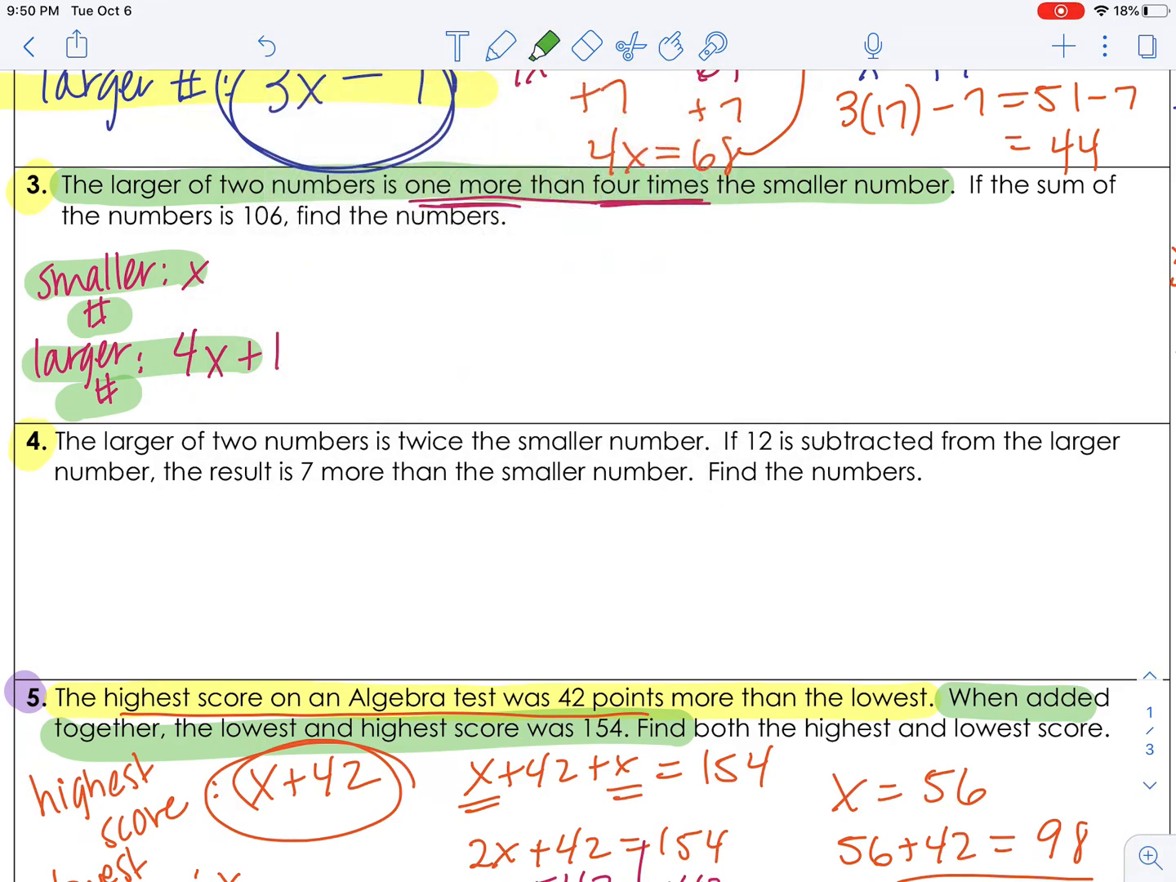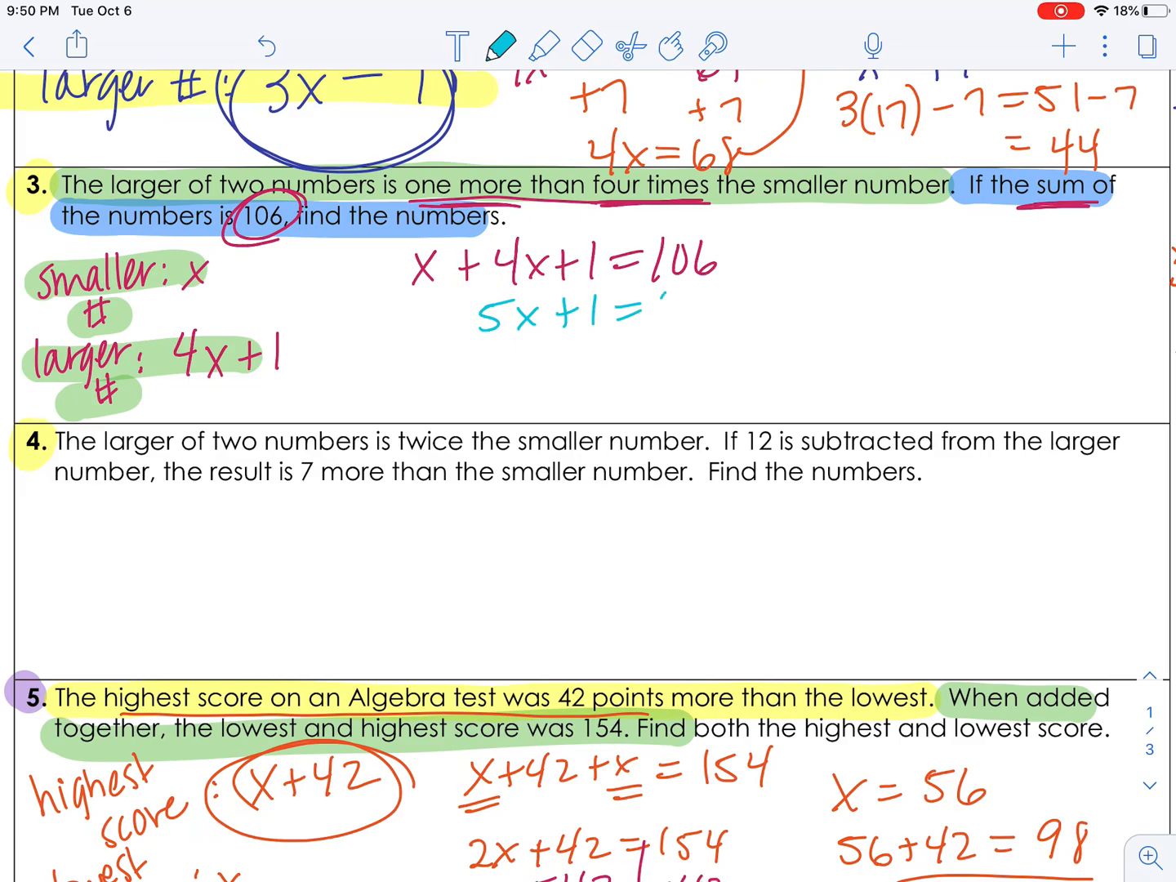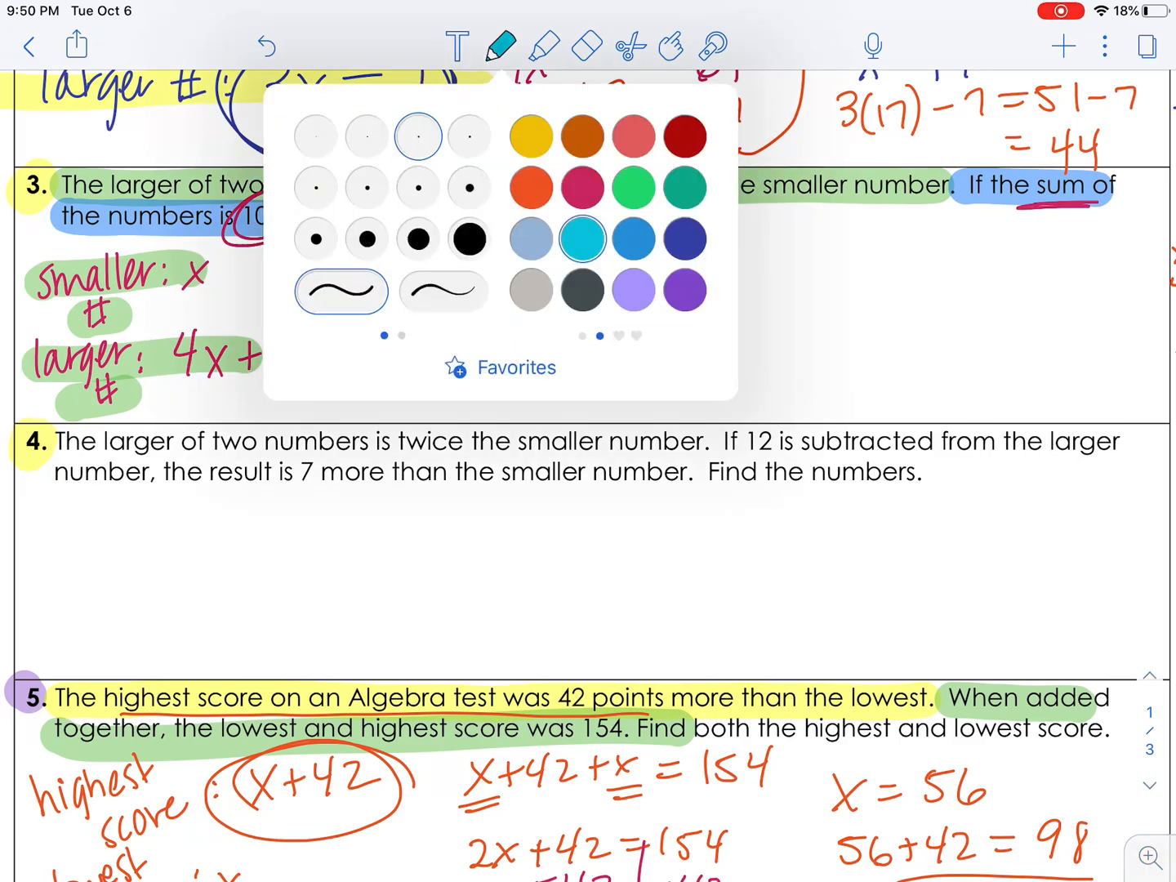So now we're ready for the second sentence here. We're going to set up our equation. If the sum of the numbers is 106, find the numbers. So I take x and I need to add it to 4x plus 1 in order to find the sum. And then the sum is supposed to equal 106, so I set this equal to 106. We solve by combining like terms on the left. 5x plus 1 equals 106.